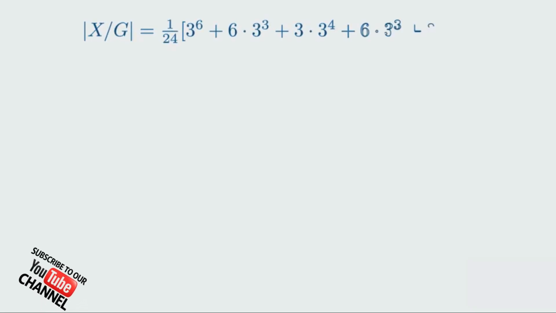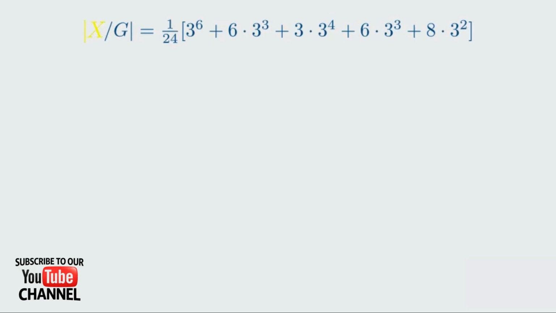Now we can put it all together using Burnside's lemma. We substitute our values into the formula. The number of distinct colorings is 1 over 24, times the sum of all our fixed points. We can see that we have some terms repeating. We have 6 times 3 cubed, twice.